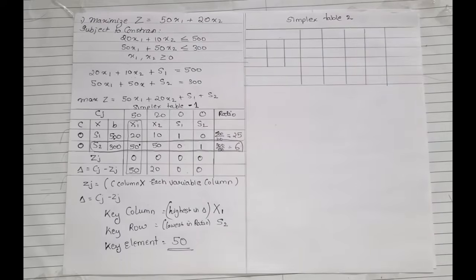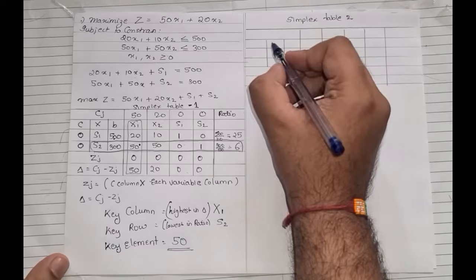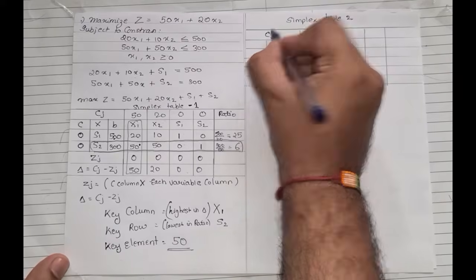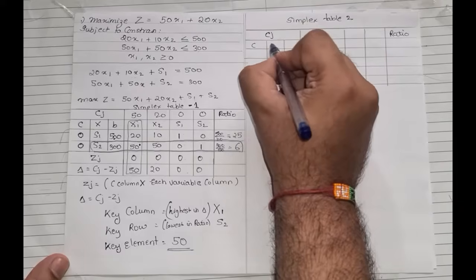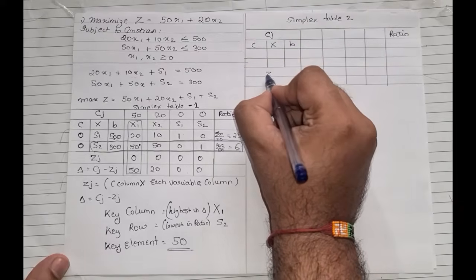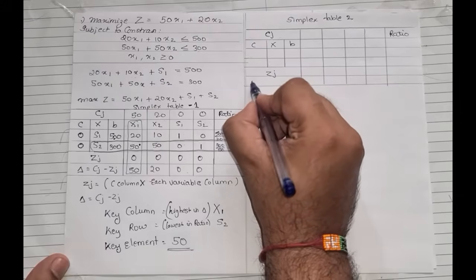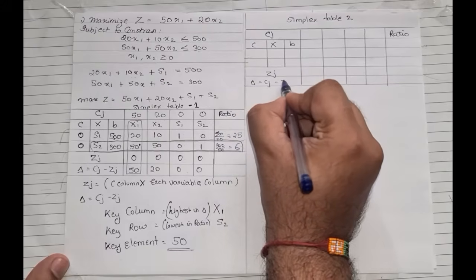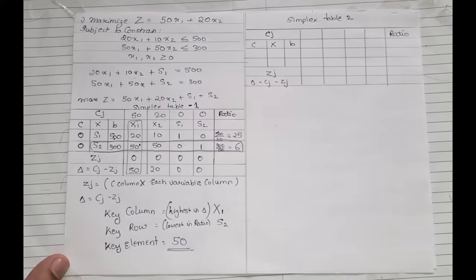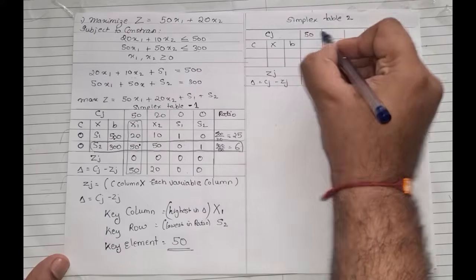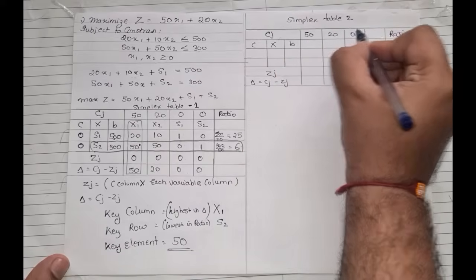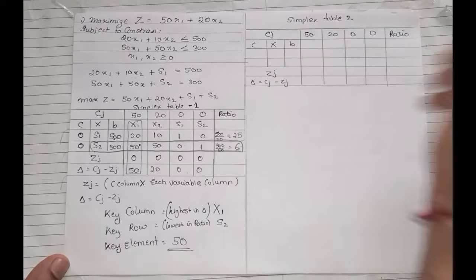Okay, I'll note down the headings. So our headings will be similar. Cj, this is my ratio. I'll have c, x, and b. This will be my zj. This is the change, which is cj minus zj. Now the cj values were 50, 20, 0, 0.